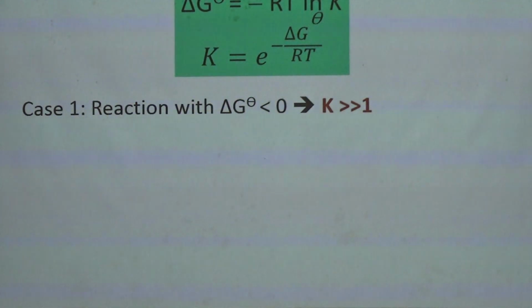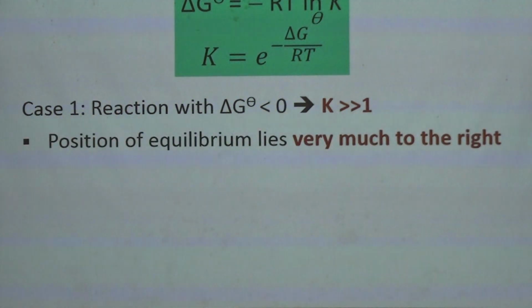ln K is only positive when K is larger than 1. Right? That's what you learn in mathematics. So if delta G is negative, I can safely say that the K value must be larger than 1. Correct, right? If the K value is larger than 1, what is the implication based on what we have learned so far? It means that the position of equilibrium must lie very much to the right. Agree? Because how did we calculate K?